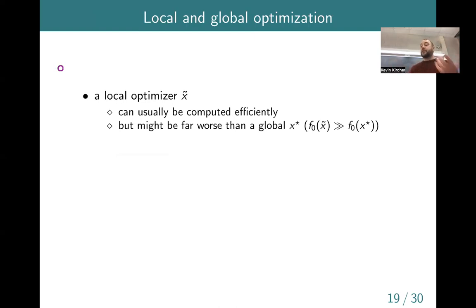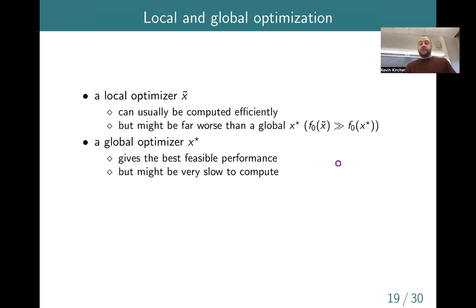Okay, so just to contrast local and global optimization. A local optimizer at x tilde, again, we talked about this, is optimal in a neighborhood, but not necessarily everywhere. That local x tilde, we can usually compute pretty efficiently using fairly simple algorithms, but it might be far worse than a globally optimal solution x star. You kind of don't know. There's no guarantees. It might be really good, but who knows?